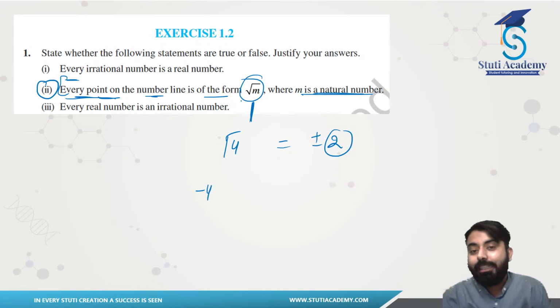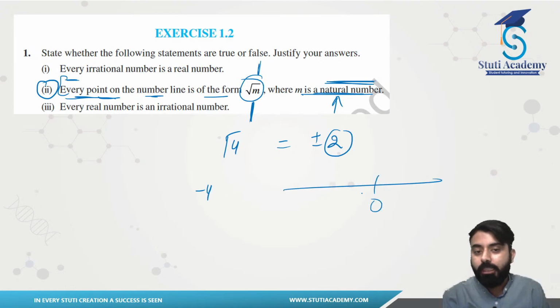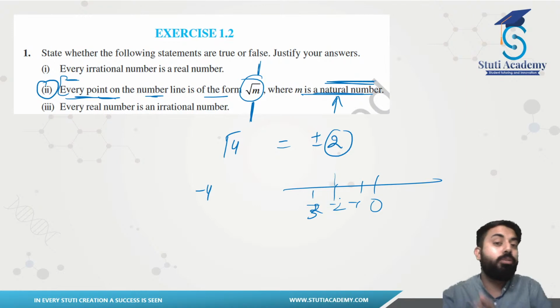So there cannot be any number which is always a natural number, because on a number line you will have integers also. So you cannot represent any number in the form of square root m if that number is a natural number. If you just look at your number line, you have -1, -2, -3. So these are your negative integers. Those are not your natural numbers, although integers include natural numbers.